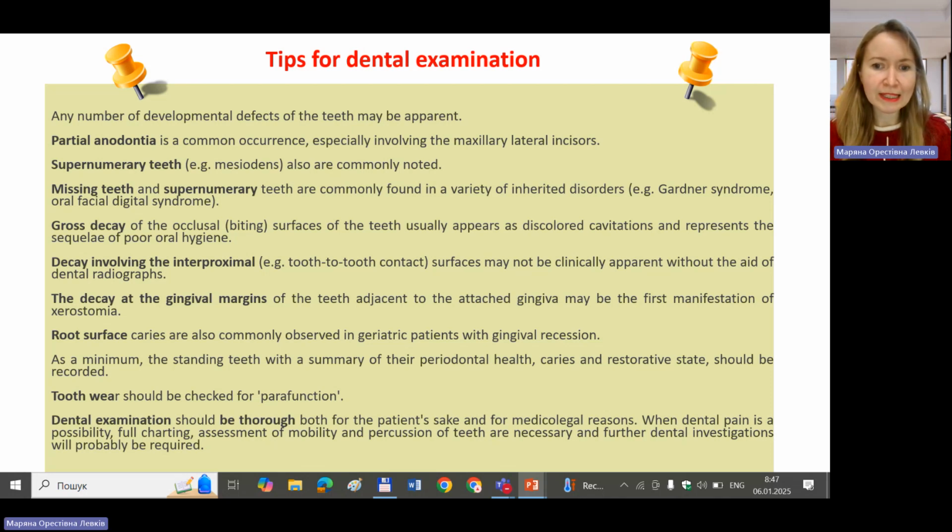As a minimum, the standing teeth with a summary of their periodontal health, caries, and restorative status should be recorded. Tooth wear should be checked for parafunction. Dental examination should be thorough, both for the patient's sake and for medico-legal reasons. When dental pain is a possibility, full charting, assessment of mobility, and percussion of teeth are necessary, and further dental investigations will probably be required.